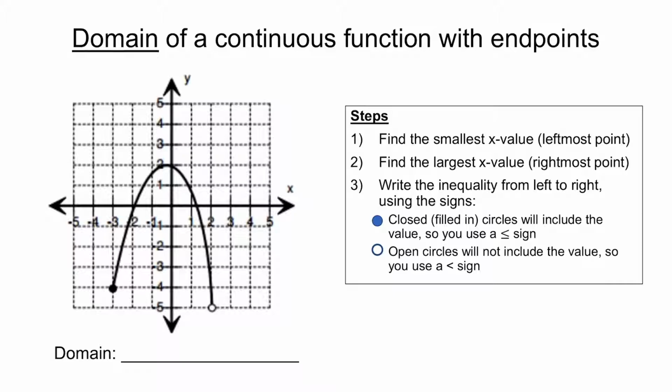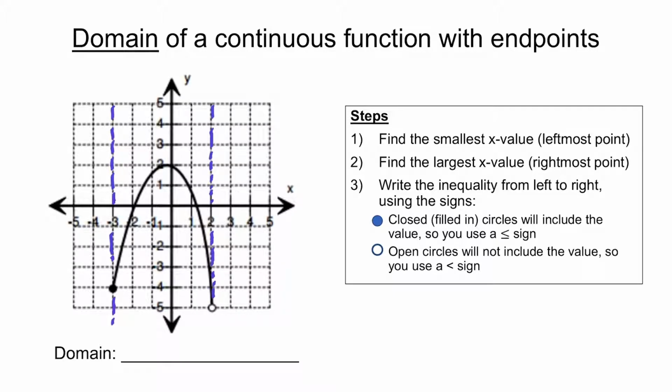So to talk about the domain, I'm going to need to go and find the smallest x value, which is the leftmost point. So I'm going to draw in this line right here because my function does not exist to the left of that line. Then I'm going to draw in this line at the rightmost point. So you can see this is like the boundary of my function.